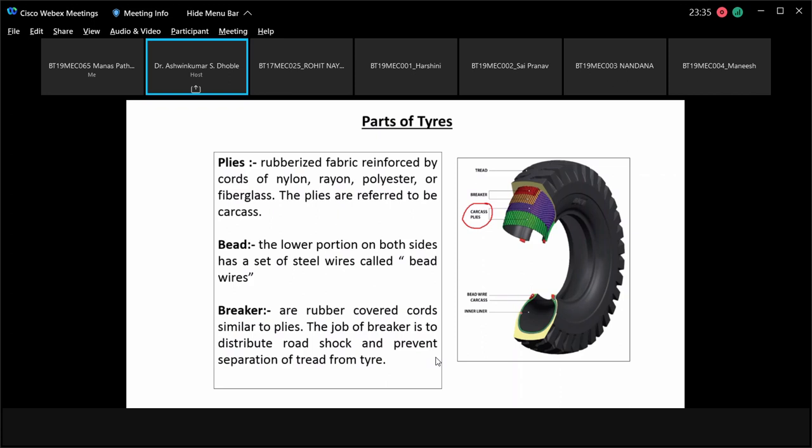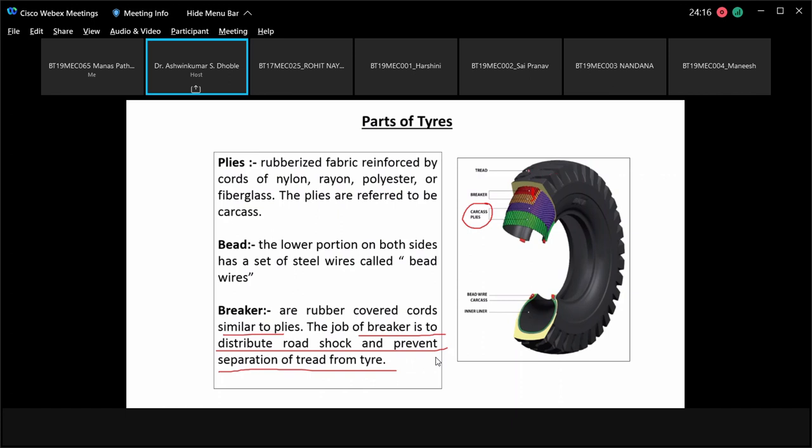Then the bead: we have seen the lower portion on both sides has a set of steel wires called bead wires. Breakers are rubber covered cords similar to plies. The job of the breaker is to distribute the road shock and prevent separation of the tread from the tire. These are the breakers shown here. They are similar to the plies. Tread is basically the outer part of the tire.